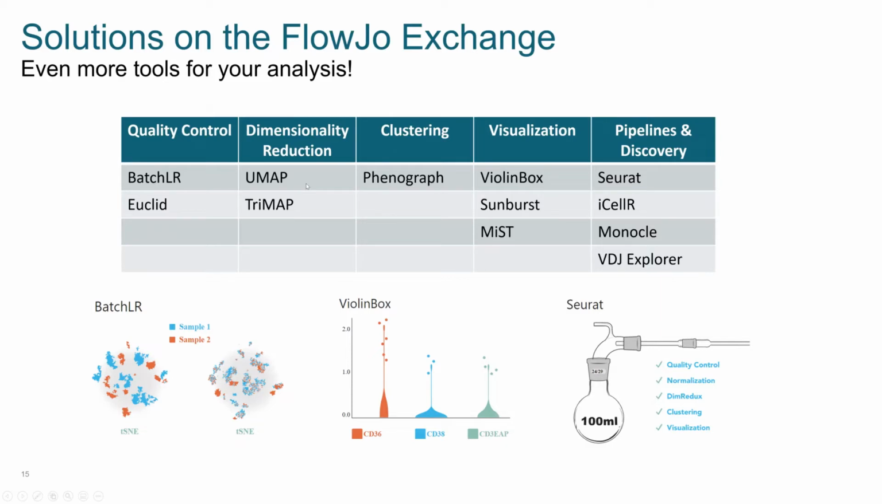Dimensionality reduction, right? We talked about the options that are within SeqGeek, but there are some other options, UMAP and TriMap in the form of plugins. Clustering, we have phenograph. If you don't want to use the k-means or k-nearest neighbor options within SeqGeek.